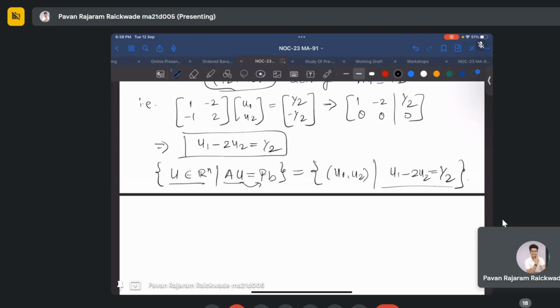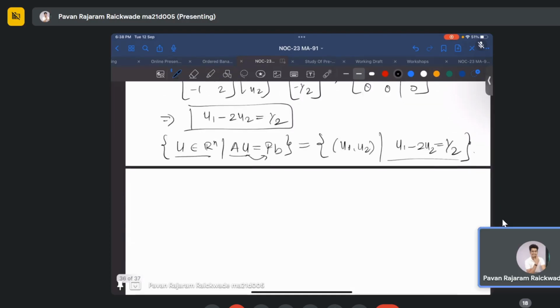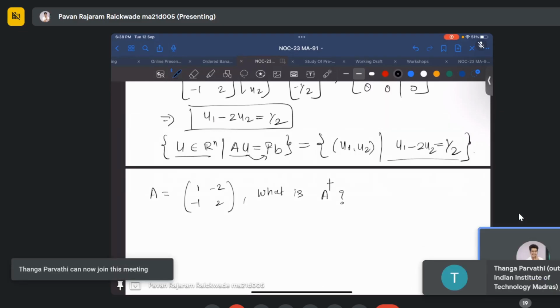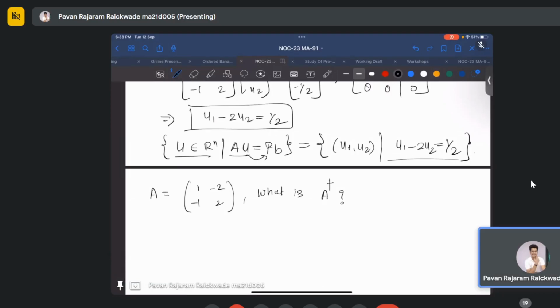Yes, sir. Yeah. Now let's see the surprising fact. The A matrix is 1 minus 1 minus 2 2. What is A dagger, the Moore-Penrose inverse of A? Can anyone compute the Moore-Penrose inverse of this matrix quickly? Or maybe I'll just leave it for you as an exercise, but I give you A Moore-Penrose inverse directly. This is 1 by 10, 1 minus 2 minus 1 2.